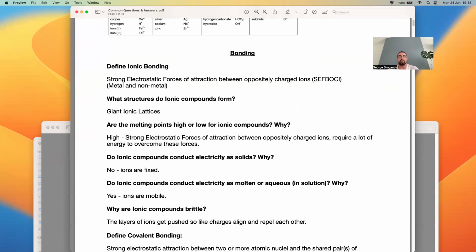Okay, that's the end of this lesson. Next, we look at covalent bonding, dot cross diagrams, and what it is. Thank you.